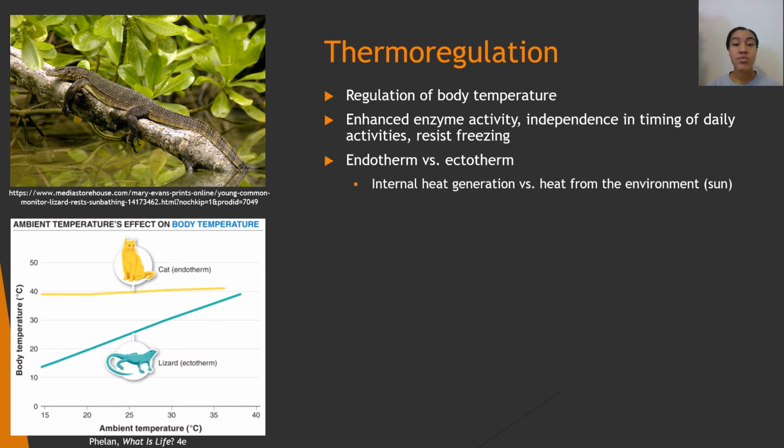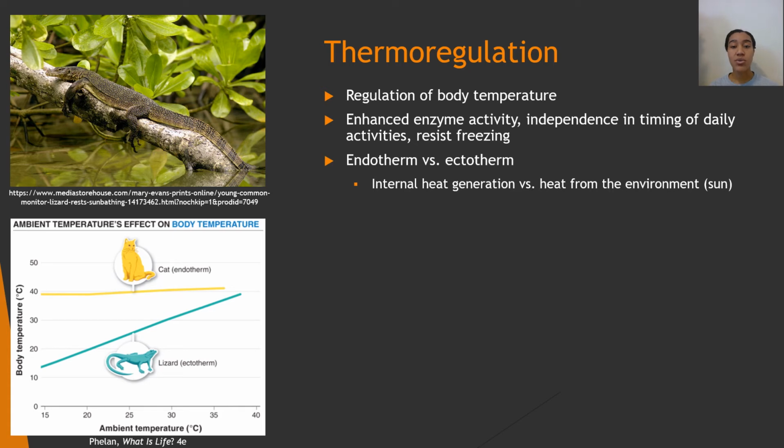Also, having an optimum temperature range allows you to resist being frozen to death, or allows you to have some mobility in the time of day that you do your daily activities. This is particularly important in endotherms because we are able to maintain our body temperature. We are able to go out in the winter and do things without freezing to death. So there are two types of thermoregulation. I just mentioned one, endotherm, and then the other is ectotherm. And we talked about these two concepts in the last lecture.